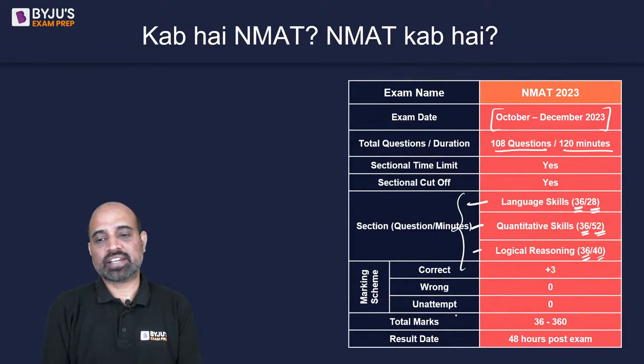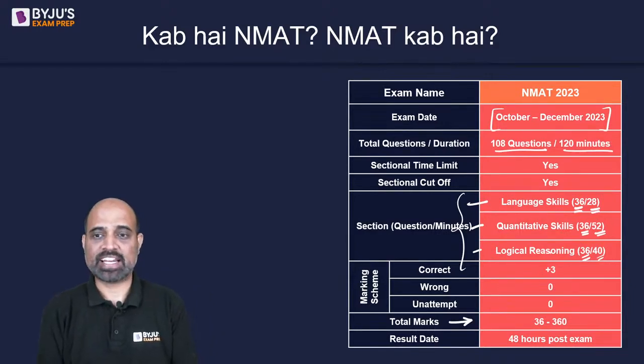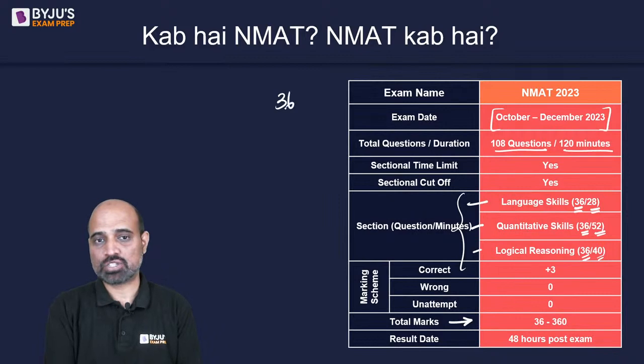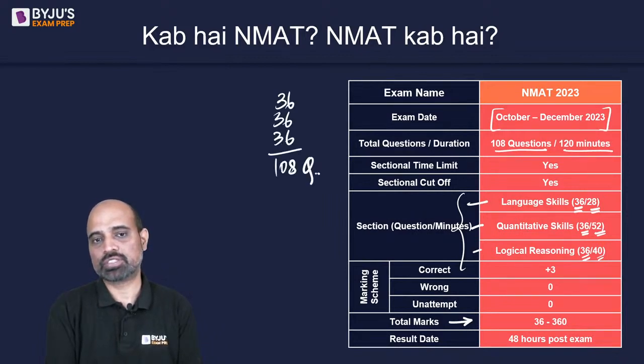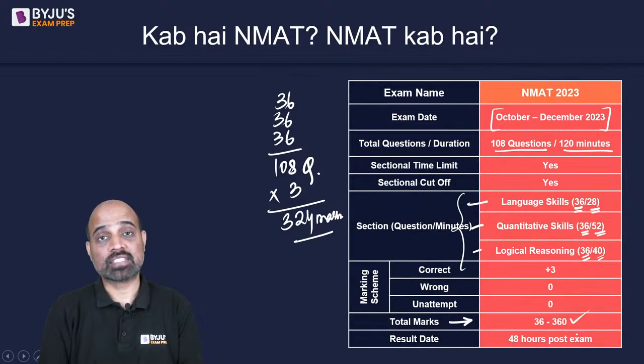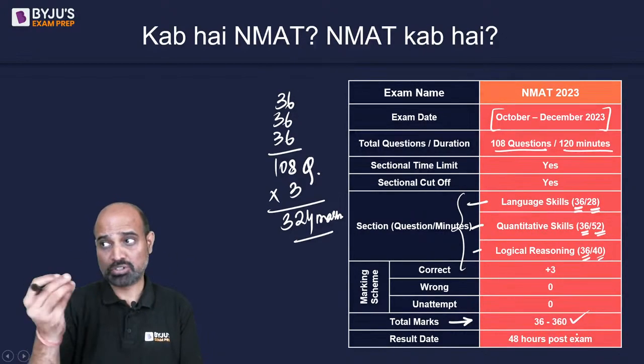The total marks range is going to be from 36 to 360, which is kind of weird, because if I take 36 questions from each of the 3 sections, I'll have a total of 108 questions. And giving 3 marks to every question, we should have 324 marks. But we see that we have a total of 360. And what if I don't attempt even a single question in each of the 3 sections? Will I be given 0, 0, 0?